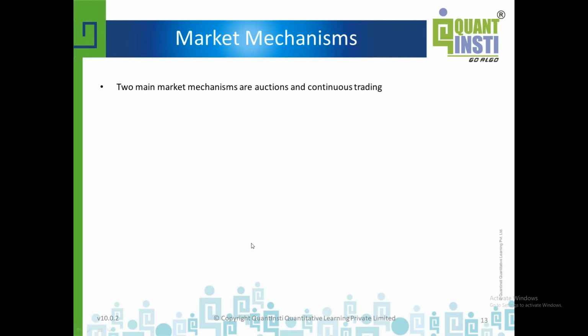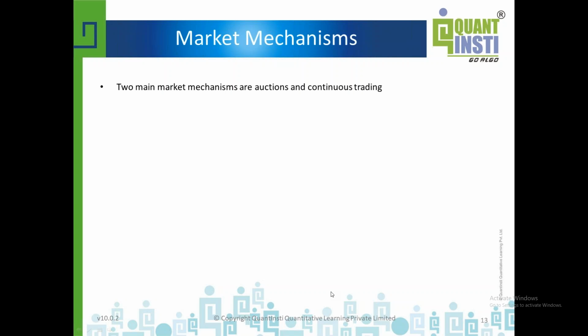I'll take a break after this. Now, there are two main mechanisms in which trading happens. One is auctions and one is continuous. All the examples I was giving you were examples of continuous trading, where everybody knows what the bids and asks are. The order book is publicly displayed, so it's pretty transparent in that sense.